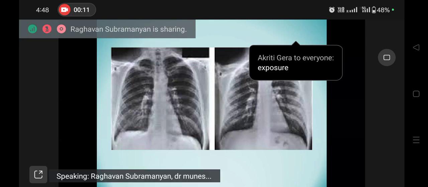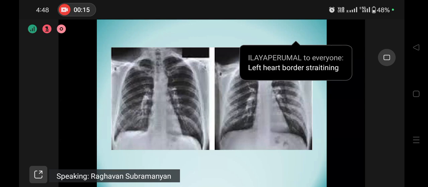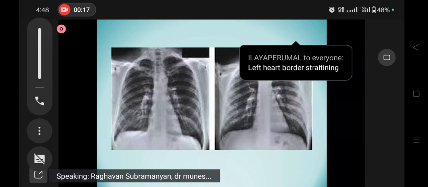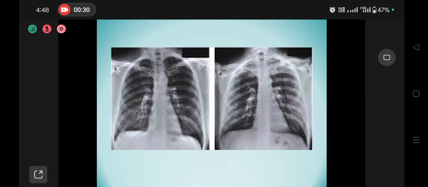Expiratory film. No, I didn't. I wanted something else. Left outer border straight. No, I'm asking you the difference between the two X-rays. Exposure. No. Okay.